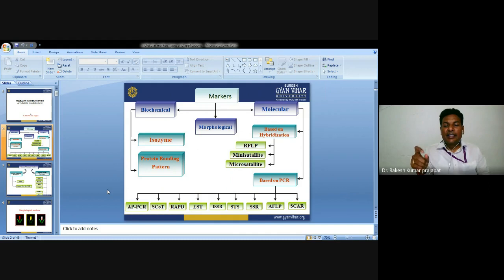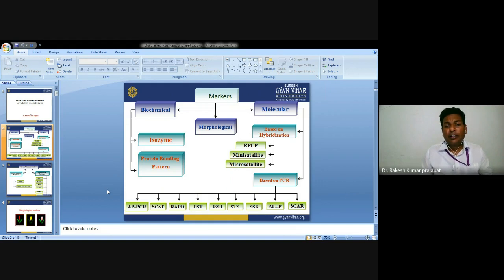RFLP represents restriction fragment length polymorphism. Restriction means the restriction fragments of the DNA. Suppose we have genomic DNA, then we use restriction digestion, and the different restriction fragments we get and their length polymorphism is represented by RFLP. Similarly, minisatellite is also known as VNTR, variable number of tandem repeats.